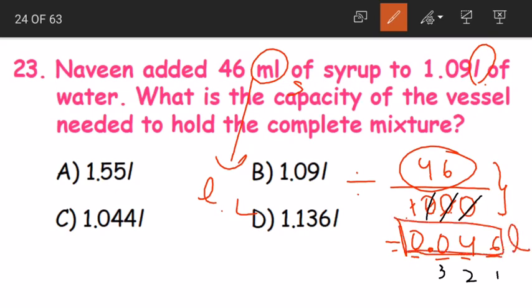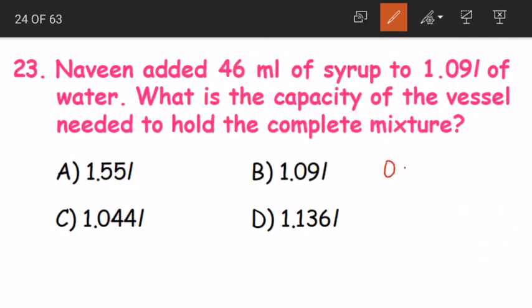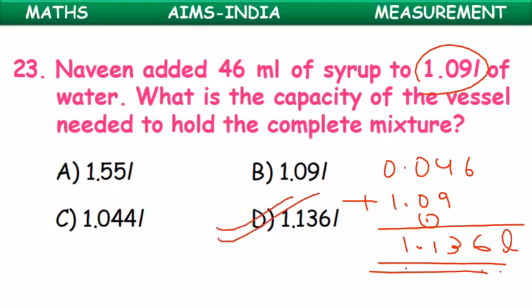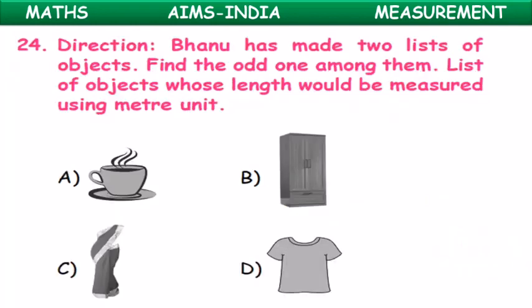0.046 liters. 46 milliliters is nothing but 0.046 liters. So 0.046 liters plus our 1.09 liters. We have 6, 13, 1.1. 1.136 liters, that is option D. So the new vessel should have at least a capacity of 1.136 liters to hold the mixture.